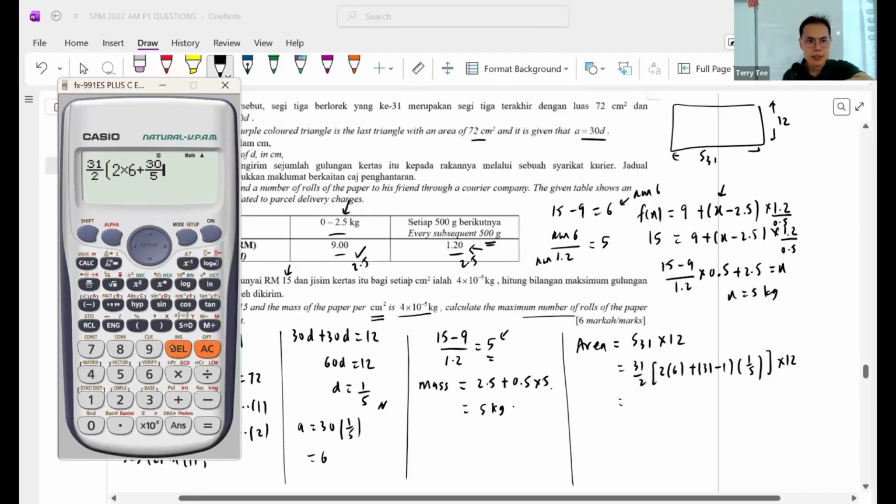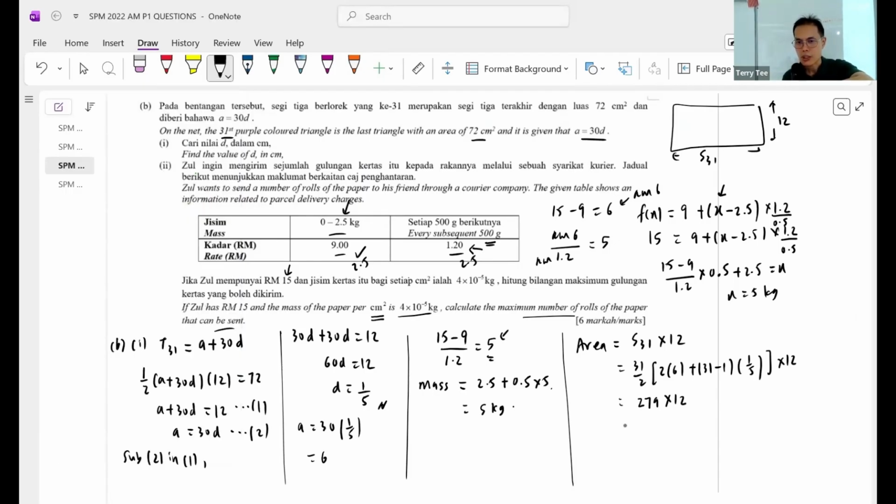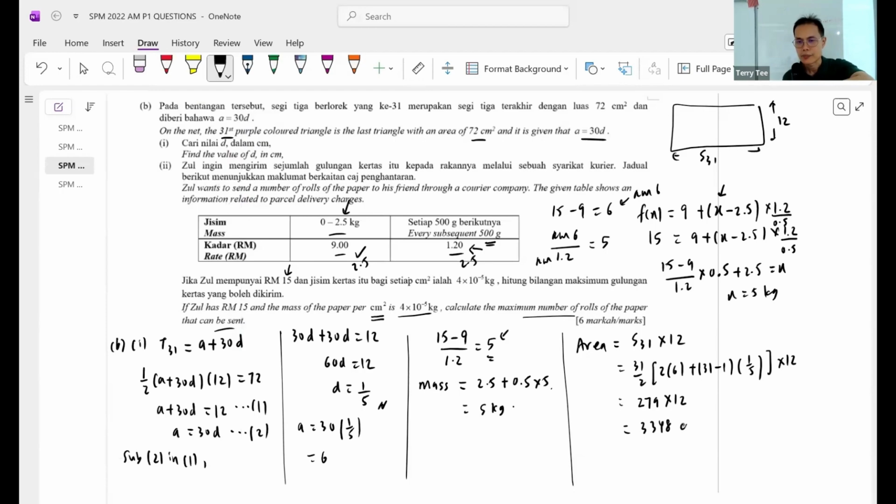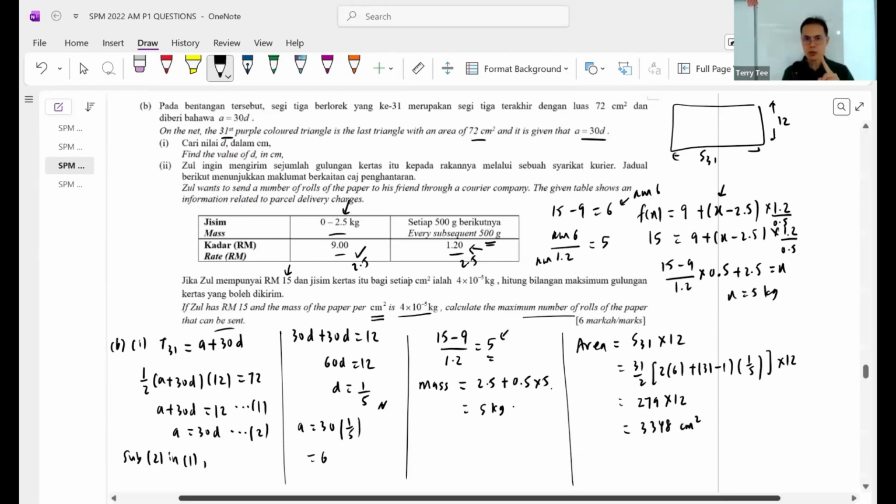I just divide by 5. I take this your S31, here 279. Let me show you one more step. 279 times with 12. So area for one row is 3348. Say area for one row. Okay, one row has this mass. Per cm square is this mass. But if 1 cm square is this, your total mass should be what?